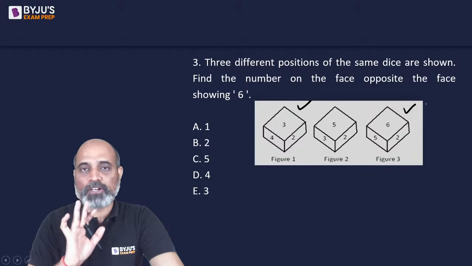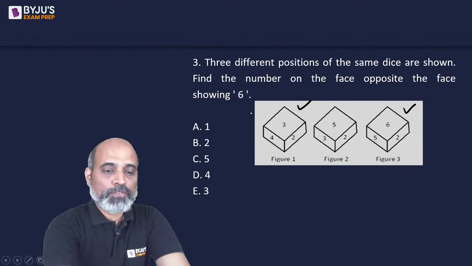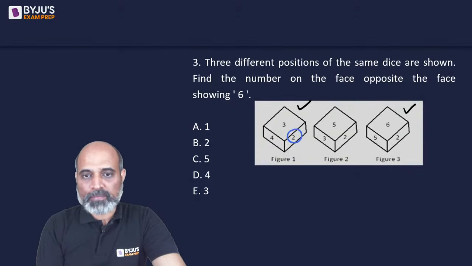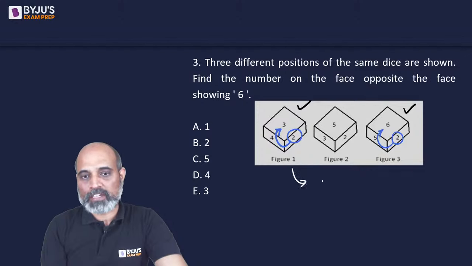Select these two because they have only one common face. Then what we do is we take that common number and write the numbers in clockwise order. So if I write figure 1 in clockwise order, it will give me 2, 4, 3.